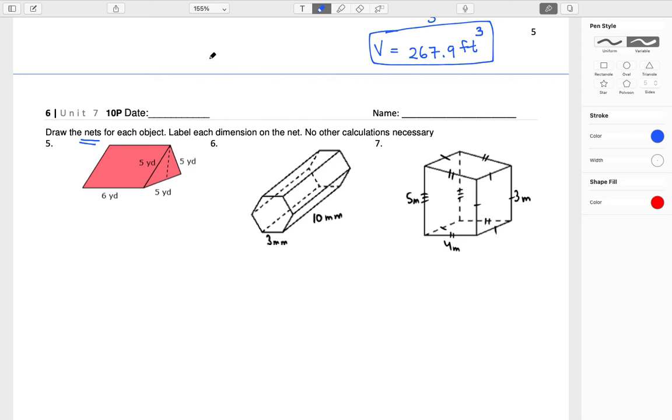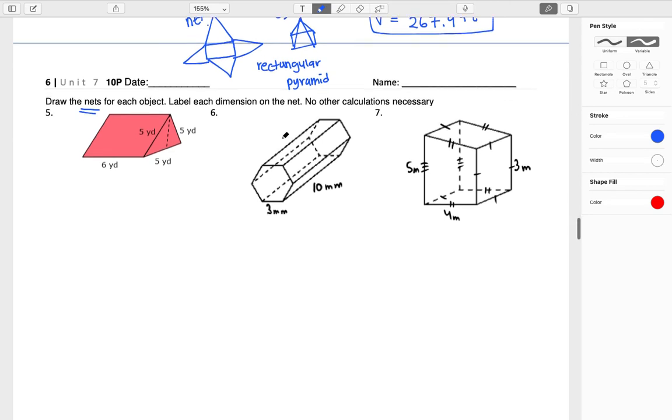Okay, so for example, if I have, let's say, this, so this will be the net for a rectangular pyramid. And so if I have to draw this in 3D, it will look like this. So this will be the net, and this is actually the object in 3D.